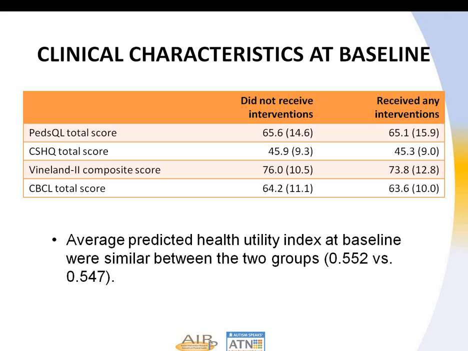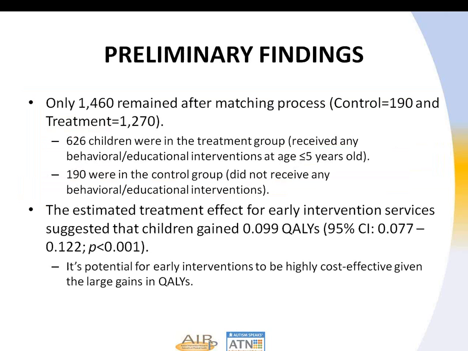However, the scores on PQL, CBCL, violence, and also the sleep habit score are pretty much similar. After the matching process, we had 190 children in the control group and 1,270 in the treatment group. And after we applied the age criteria for the treatment group, the final number in the treatment group used in the analysis was 626.